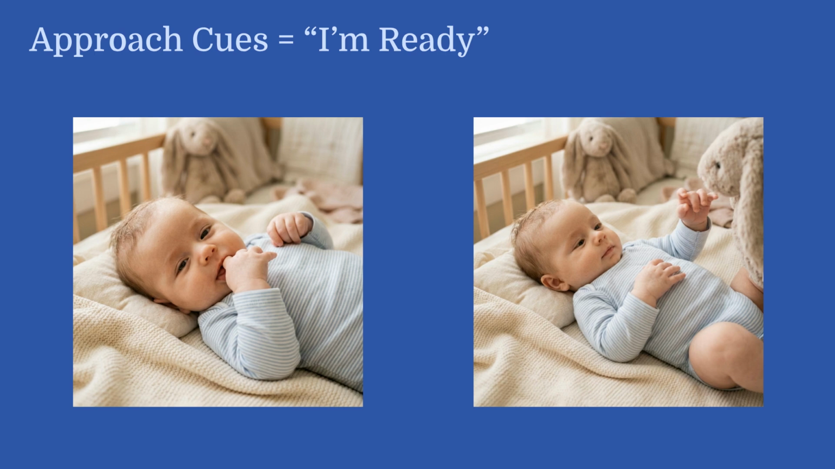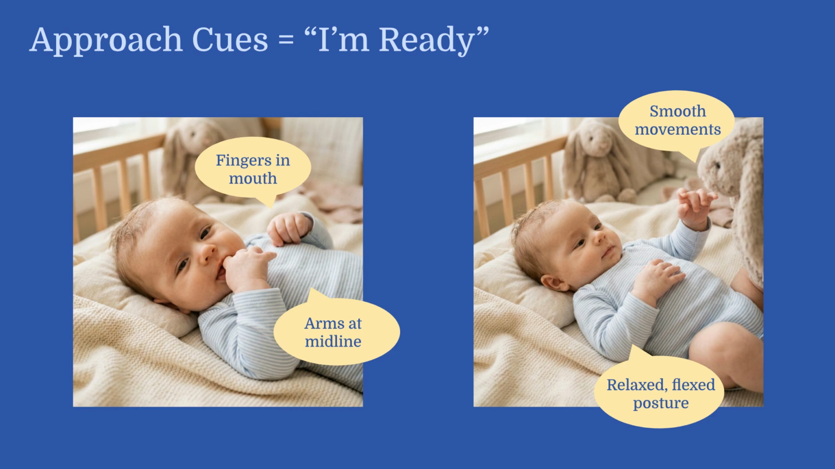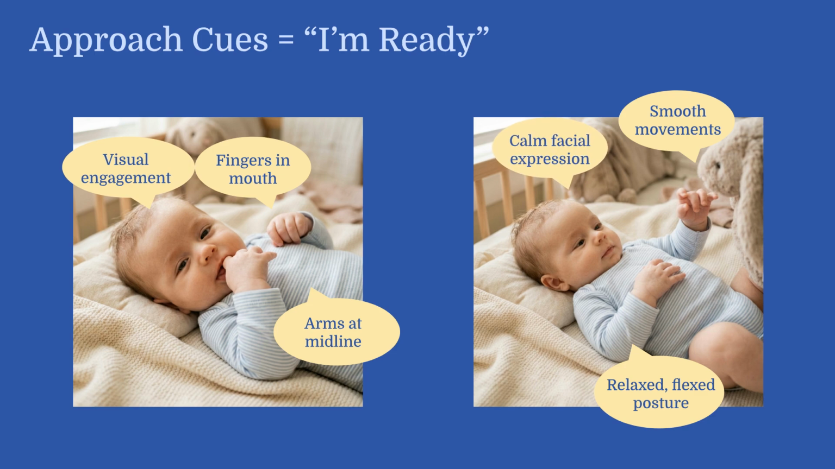Some common approach cues include bringing hands toward midline and the mouth, holding a relaxed, flexed posture, smooth and controlled movements, sucking on a pacifier or fingers, opening the eyes and looking toward a caregiver, showing a calm facial expression. When you notice these cues, your baby may be telling you, "I am comfortable," or "I am ready to engage." This may be a good time for activities such as talking softly, reading, skin-to-skin care, feeding participation, or gentle interaction.